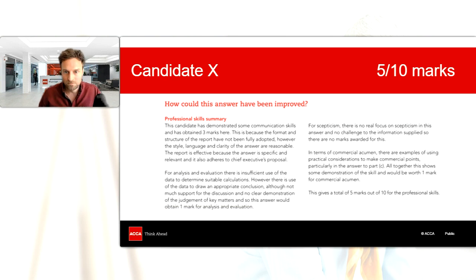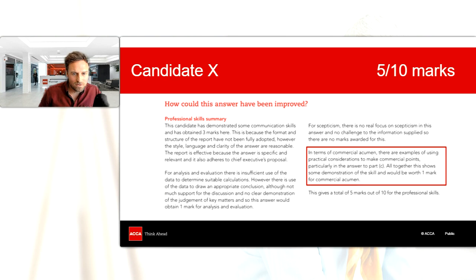Skepticism, no real focus on skepticism in there, so they didn't get any marks for skepticism. And then commercial acumen, they said maybe a little bit, so they might have applied it slightly to the scenario, so picked up 1 mark for that. So they got 5 out of 10 for the professional marks there.